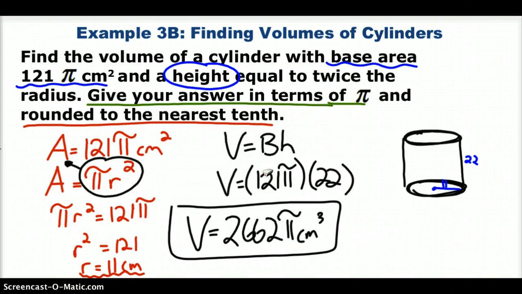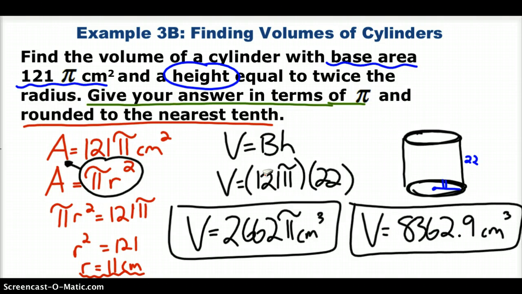That's one of our answers. And then our other answer, we'll just have to multiply that by pi, right? So I'll take this and multiply by pi. So times pi, and that's going to give us a volume of 8,362.9 cubic centimeters.